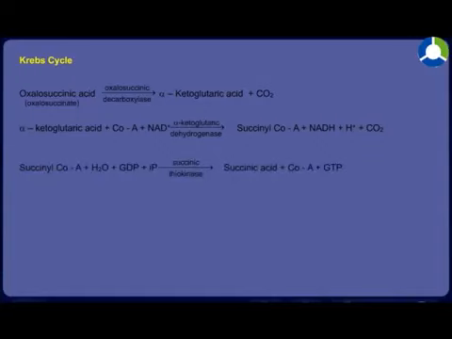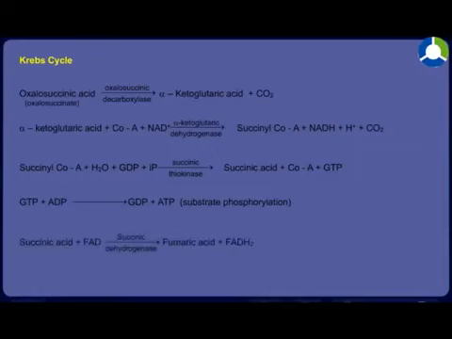Succinyl coenzyme A reacts with water, GDP and inorganic phosphate in presence of succinic thiokinase to produce succinic acid, coenzyme A and GTP. GTP reacts with ADP to produce GDP and ATP, substrate phosphorylation.